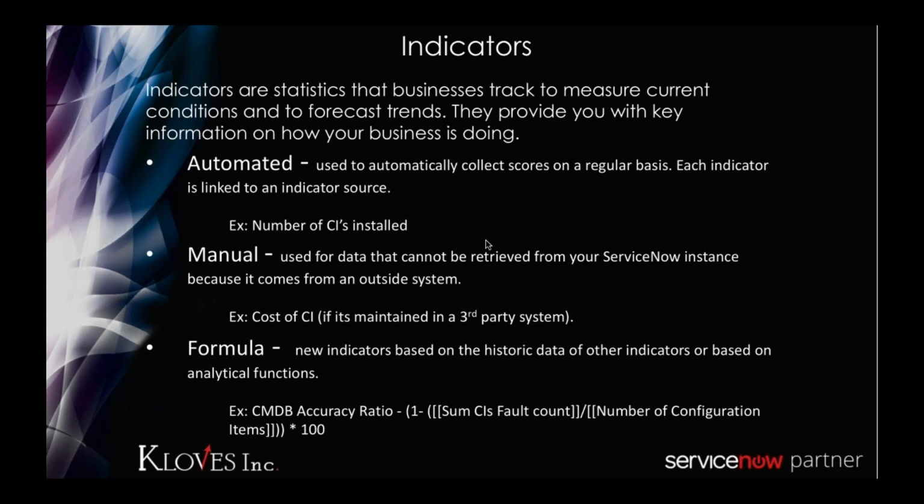And then a formula indicator, which is based on the historic data of other indicators or based on analytical functions. So this is basically taking either an automated or manual indicator and creating some kind of function with it. For the example here, I use the CMDB accuracy ratio, which as a formula indicator would be represented as 1 minus the sum of CI's fault count divided by the number of configuration items, times 100. And that'll give us our CMDB accuracy ratio.